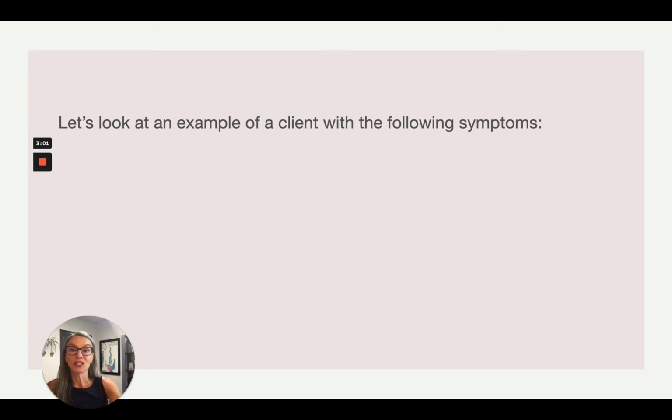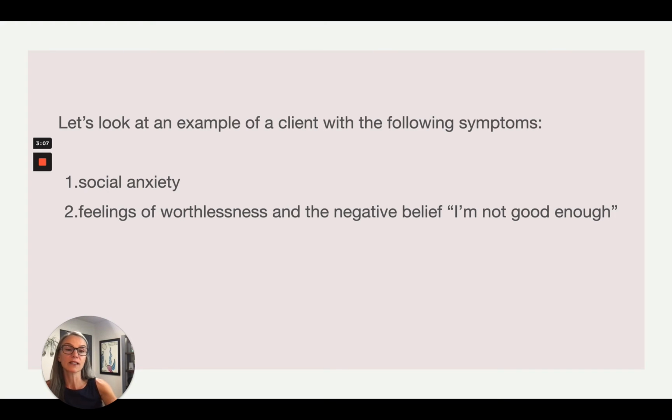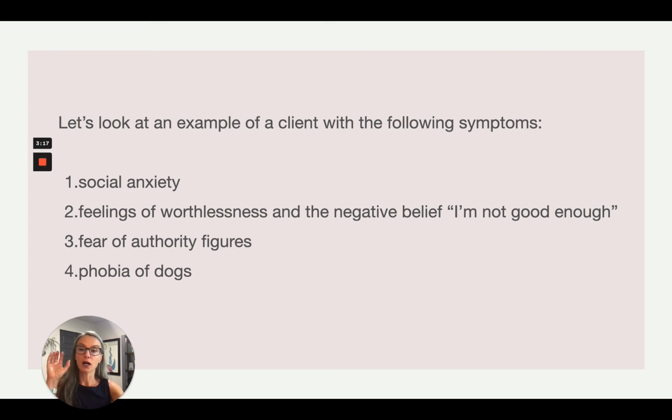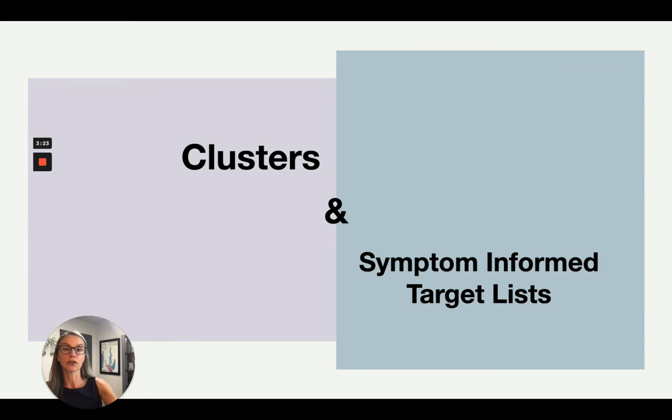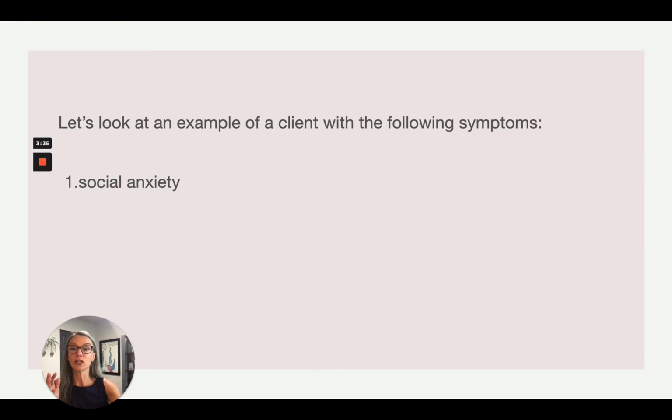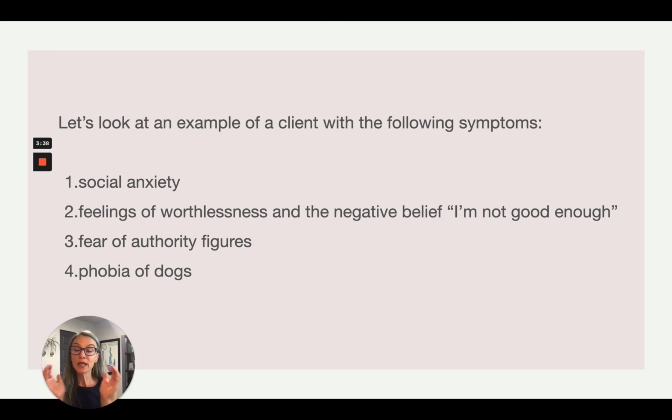So let's look at an example of a client with the following symptoms: social anxiety, feelings of worthlessness and the negative belief I'm not good enough, fear of authority figures, and a phobia of dogs. For each of those symptoms, I'm going to ask the previous questions. When did it begin? How has it changed? What triggers it? And I'm going to take that information and begin to cluster this client's symptoms. All of these four symptoms may belong to one target list in one cluster. But as you'll see in this example, sometimes they belong to more than one.